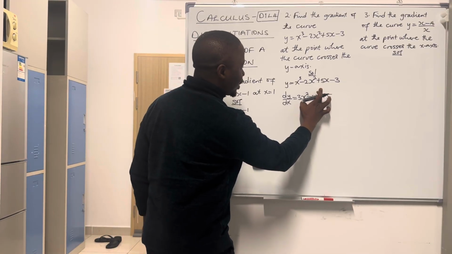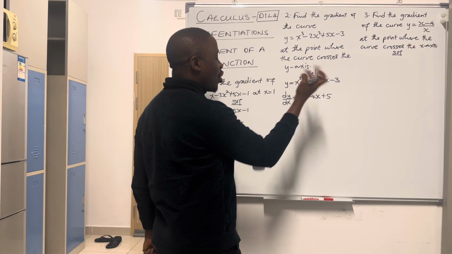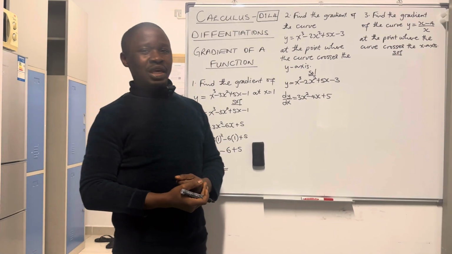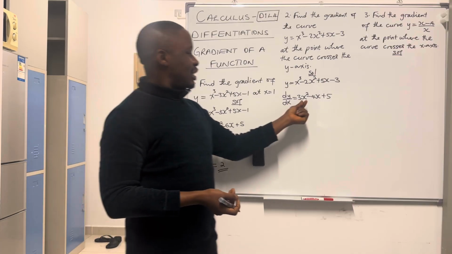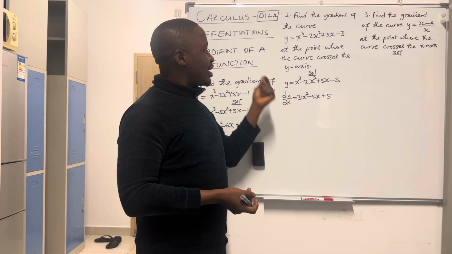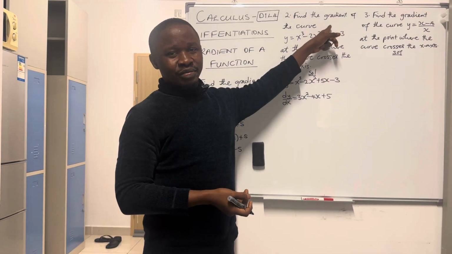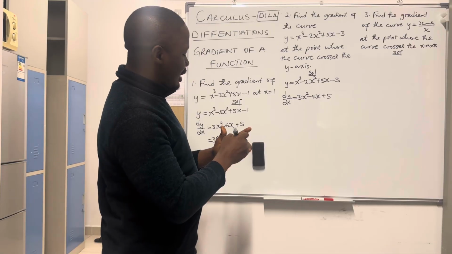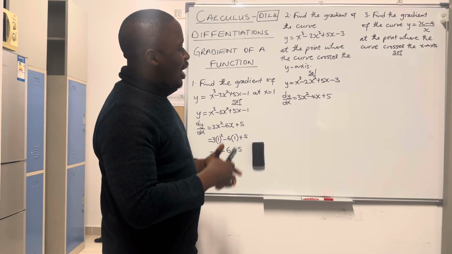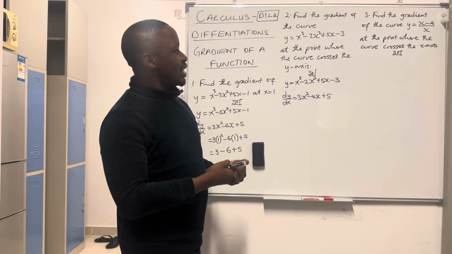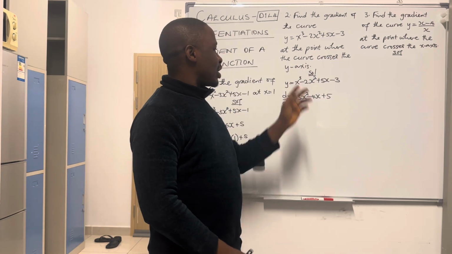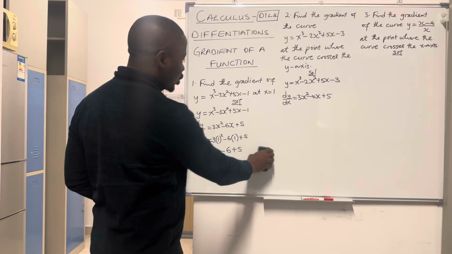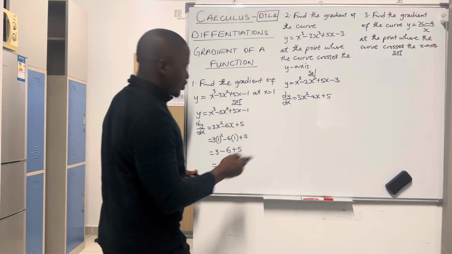So we can simply ignore 1 again as a power. We already know that when we don't see anything at the power, it means there is 1. Okay, this is the first derivative, and this is what we call the gradient. Okay, so about this gradient, where do we need to find this gradient? At the point where the curve crosses the y-axis. Let us note these two.